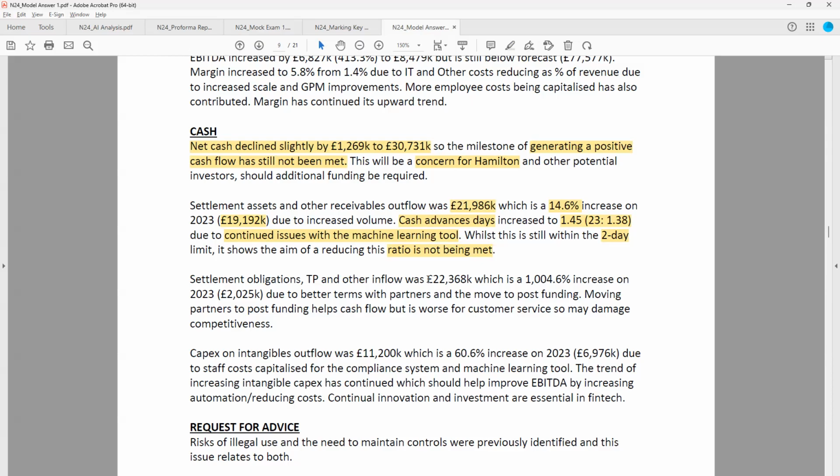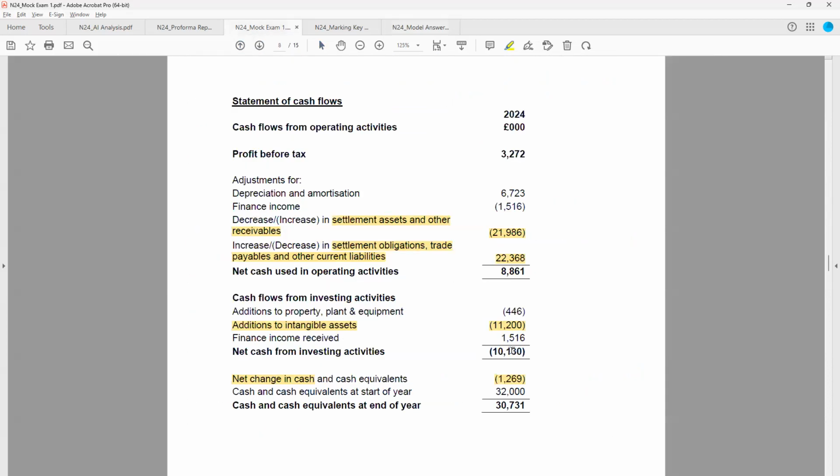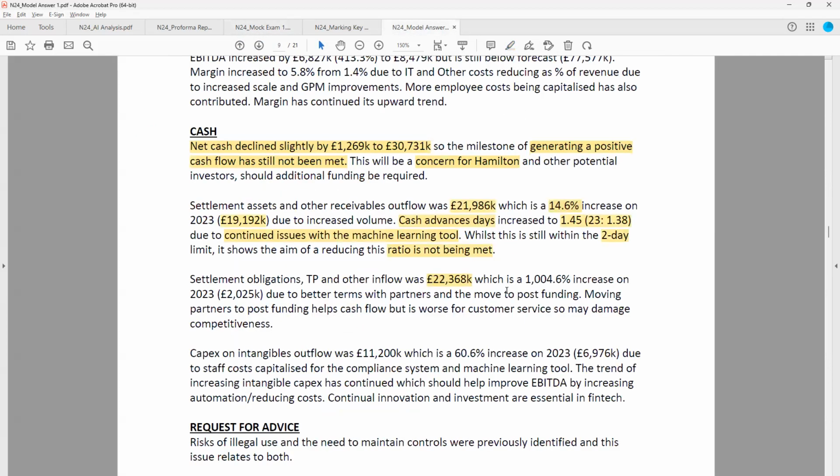So then with the settlement obligations, trade payables and other payables, we can see the inflow here on the cash flow statement. The amount was fairly small the previous year, so that's a significant increase. You'd probably calculate that number a few times just to make sure that definitely is correct. Due to better terms with partners, which again, we were told from the exam paper, why have trade payables gone up? Well, better terms with partners is increasing the trade payables. And of course, the move to post-funding was increasing the settlement obligations.